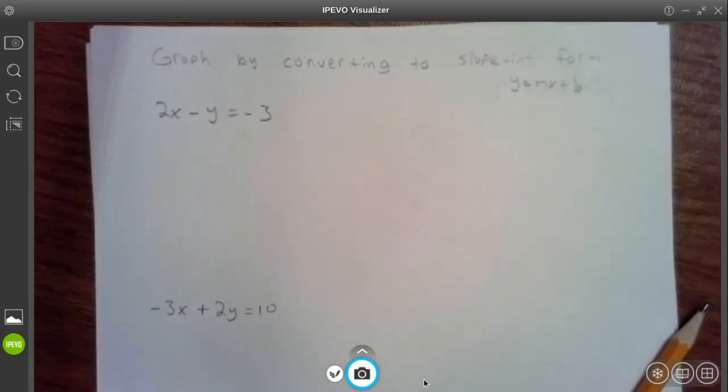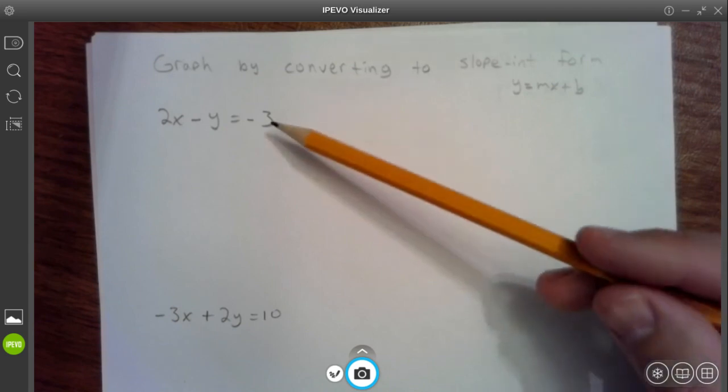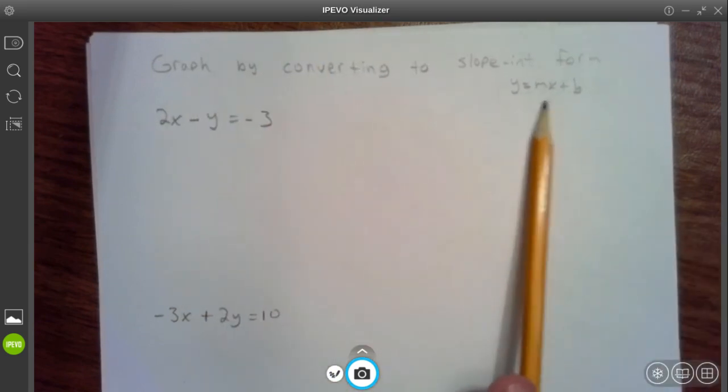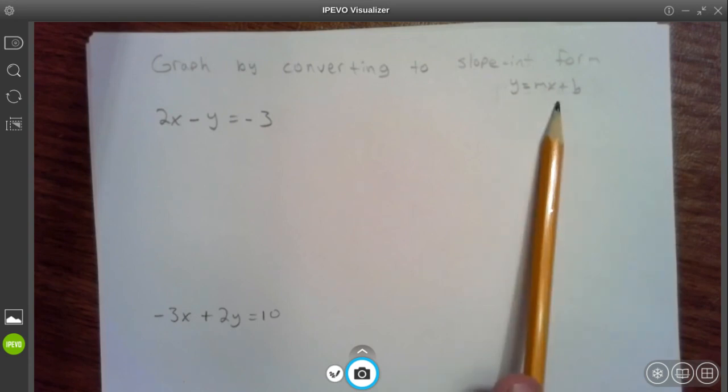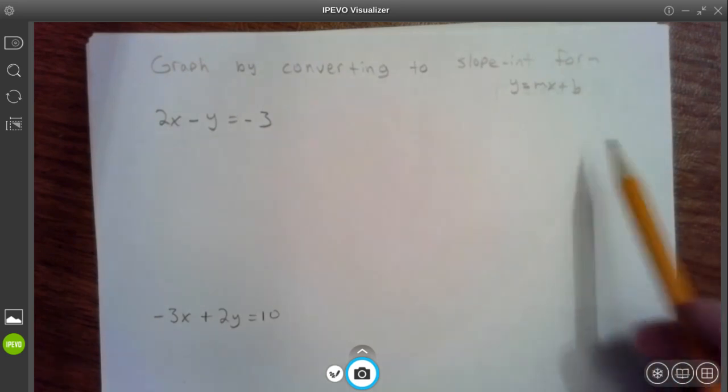All right, so if you've ever got something that's in standard form and you want to be able to graph it, or you just want to know what the slope of the line is, we often do that by converting it to y equals mx plus b. So we're just going to algebraically manipulate these variables so that it's in this form.